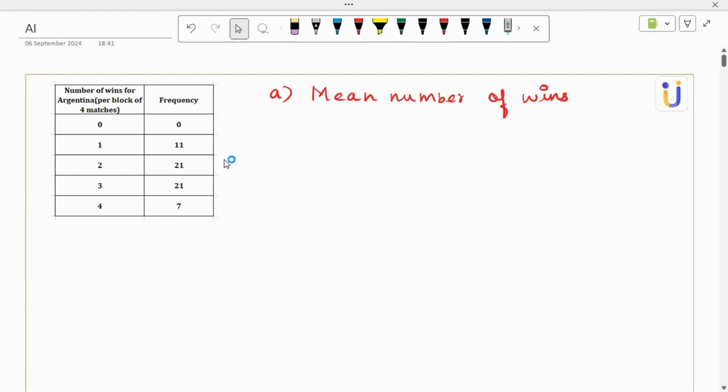So let's go. And before that, what's the formula for the mean? This also I can use. It's nothing but sigma f times x divided by sigma f. You multiply the frequency times x, add all of these, and divide. But now we can use the GDC. Let's go.